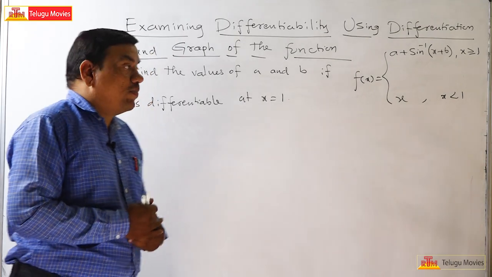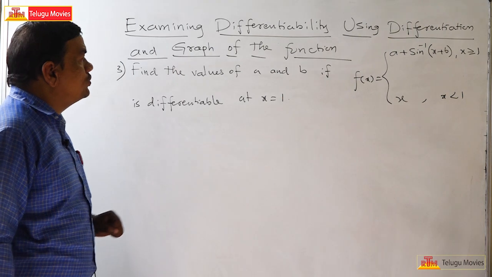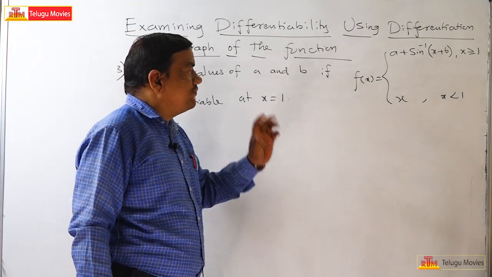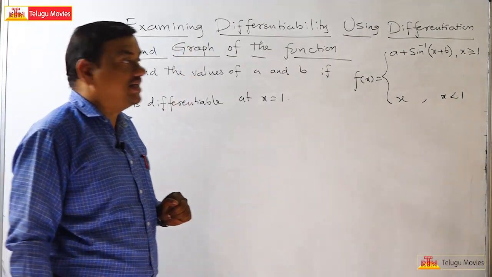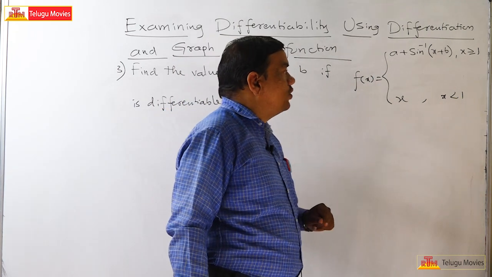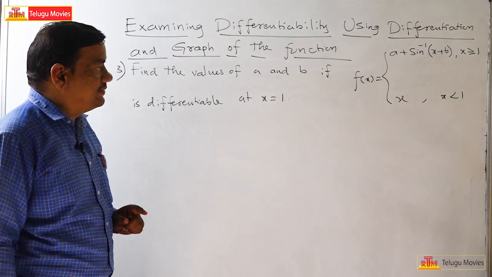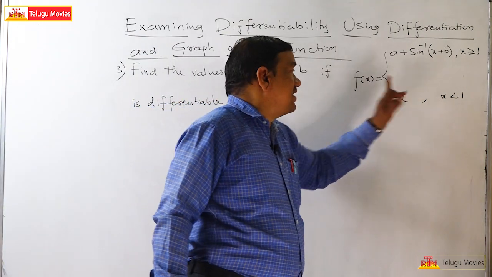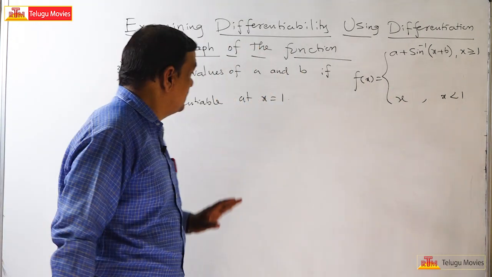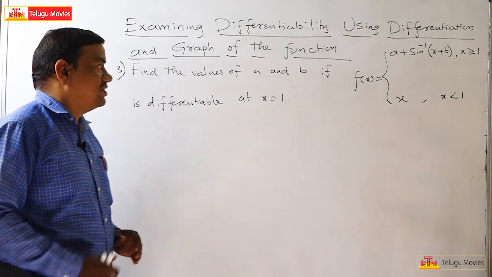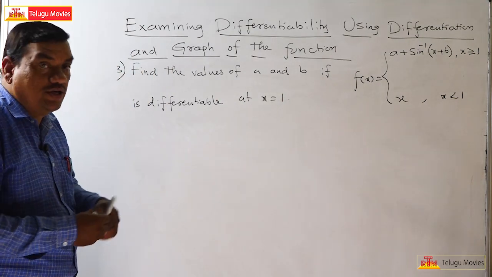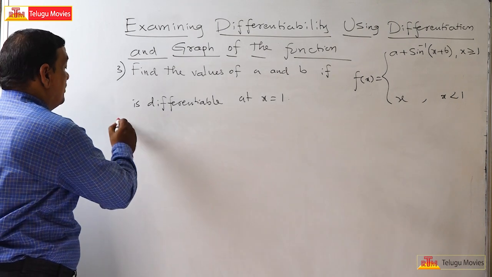Welcome to this problem. Find the values of a and b if f of x is a function defined as: for x greater than or equal to 1, a plus sine inverse of (x plus b); for x less than 1, x; and it is differentiable at x equal to 1. So first we will make use of the concept of continuity.